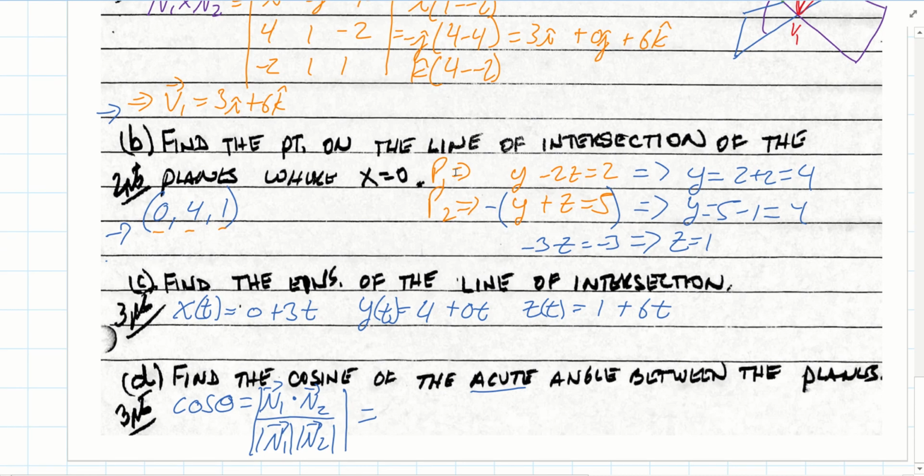All right, so doing the dot product, I can see my vectors up here. It would be 4 times negative 2, which is negative 8, plus 1 times 1, which is 1, plus negative 2 times 1, which is negative 2. So that's the dot product of my two vectors. It's going to be over the square root of 4 squared plus 1 squared plus negative 2 squared, times the square root of negative 2 squared plus 1 squared plus 1 squared.